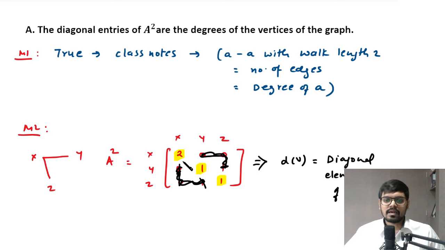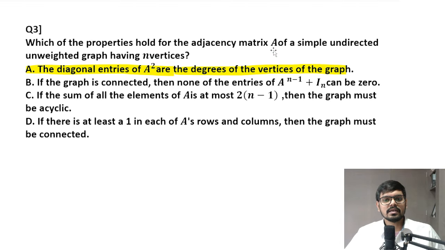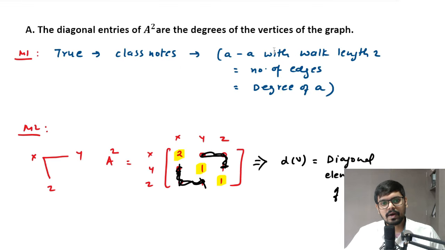Now these are nothing but degrees of respective vertices. See, x vertex degree is 2, 2 edges, y vertex degree is 1, 1 edge, z vertex degree is 1, 1 edge. Yes. So the diagonal entries of A square are the degrees of vertices of the graph. Absolutely true, done and dusted. No need to check for B, C, D. But why B, C, D is wrong?